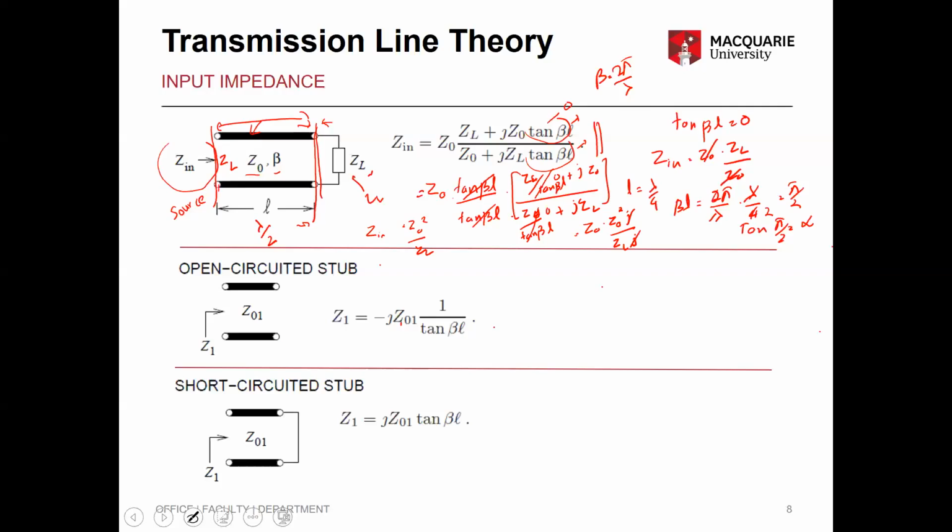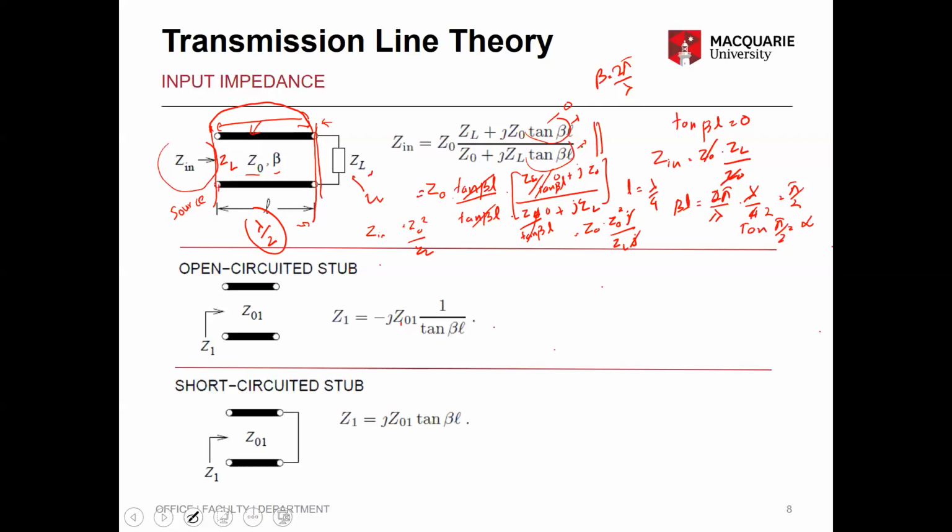Okay, so this is something you need to remember. We'll come to that. So it's not either Z load or zero. It's something else. As you travel along the line, your impedance changes, but it comes back to the original impedance after half a wavelength. Yeah, we can look at certain special cases.